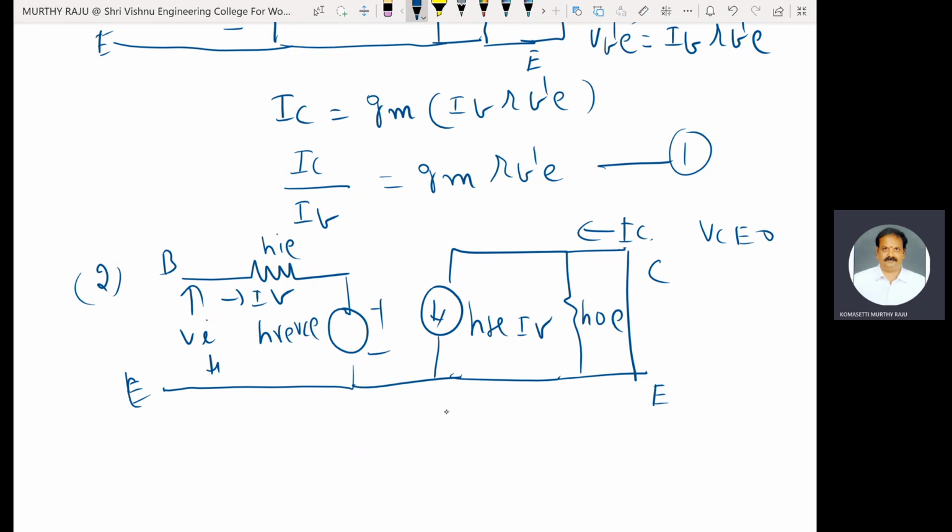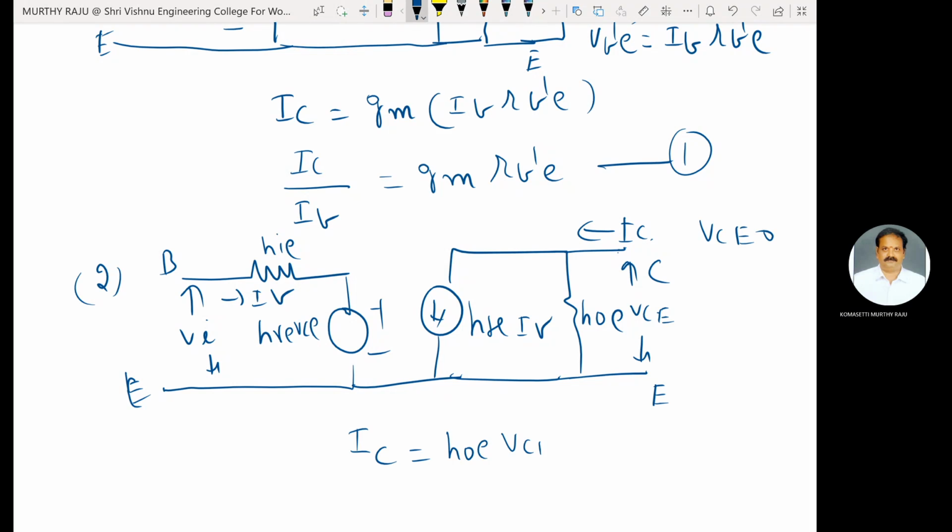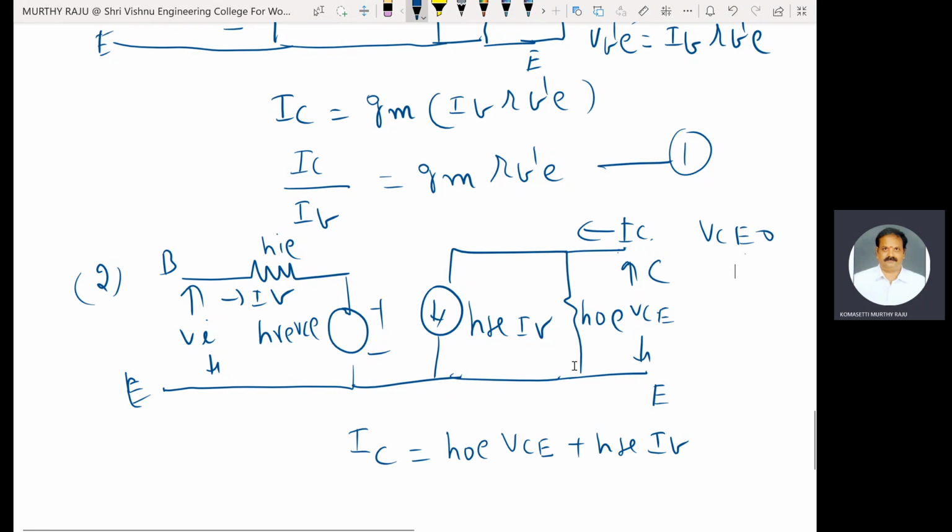This one is IC. IC is equal to, this is the voltage. Suppose it is not shorted. The voltage across this one is VCE. Therefore, IC is equal to HOE into VCE plus HFE IB.